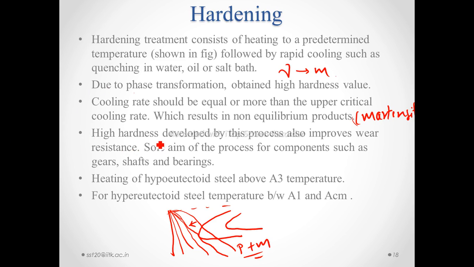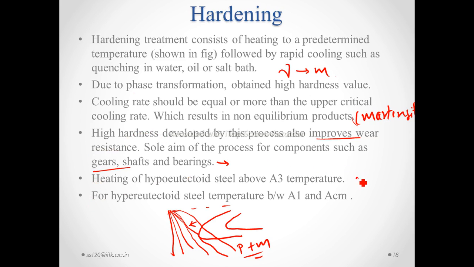High hardness developed by this process also improves the wear resistance, which is the sole aim of this process. Components such as gears, shafts and bearings need more wear resistance because they are in service for a longer duration under different fatigue loading. So we need improved wear resistance, and we can achieve this aim only by the hardening heat treatment process.